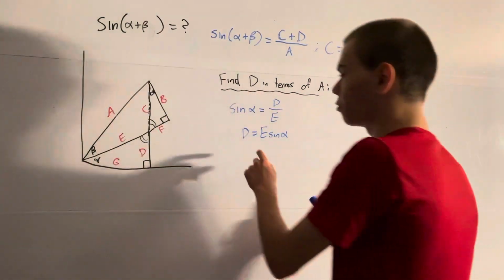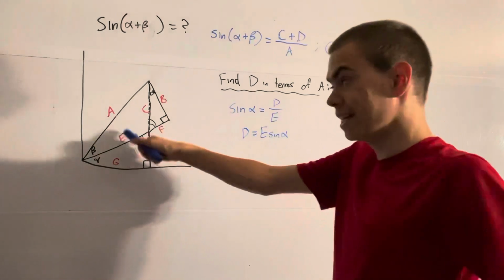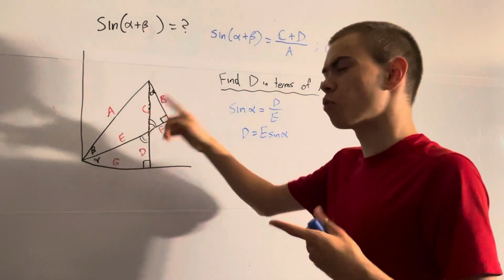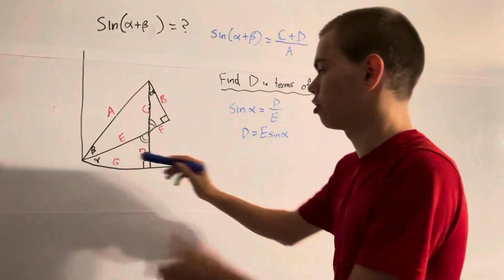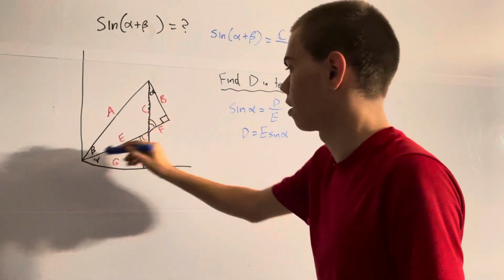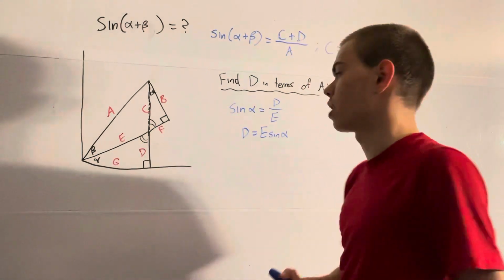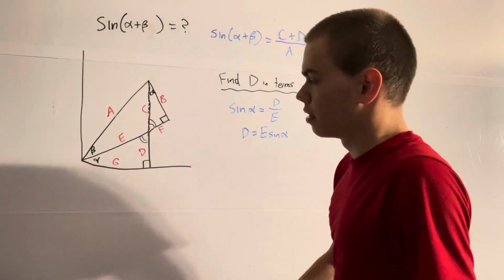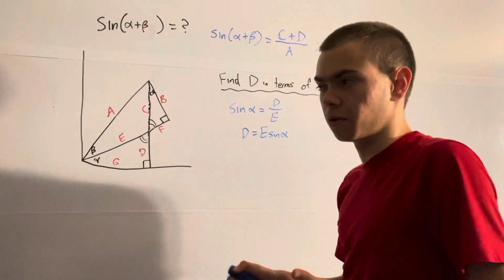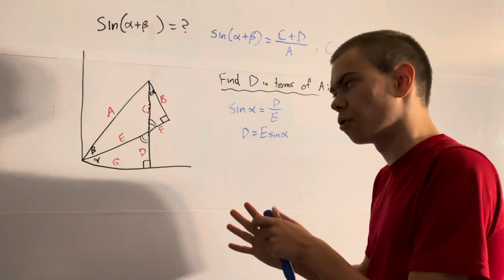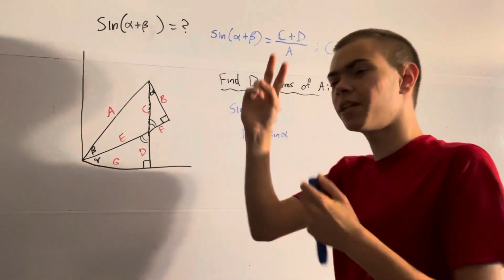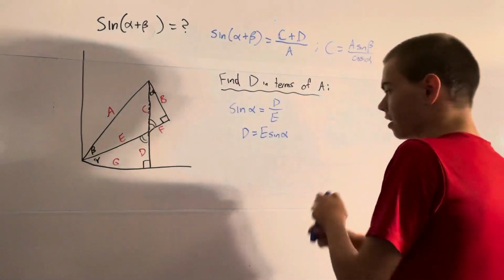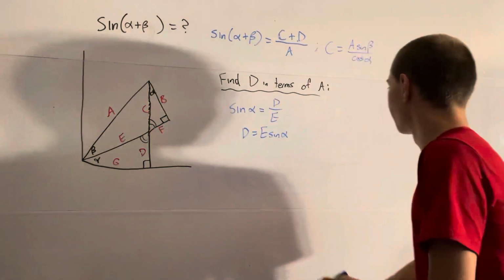Okay, so now that we found D in terms of E, we gotta find what E is in terms of A. But there isn't any right triangle that directly relates E to A, right? The only triangle we really got is this triangle right here, which we're not gonna use. We're only gonna use right triangles. Now, E is not directly related to any right triangle, but it is related to two side lengths that are related to right triangles. Check this out. This is going to be really cool.